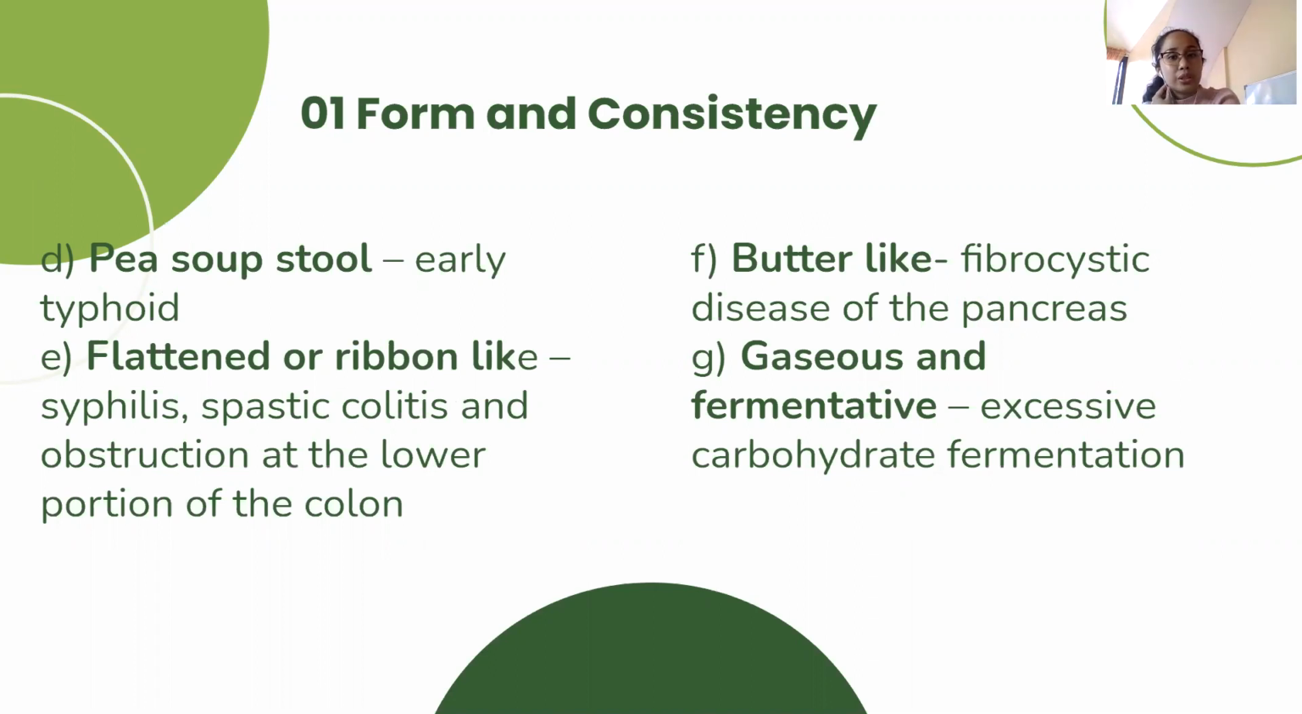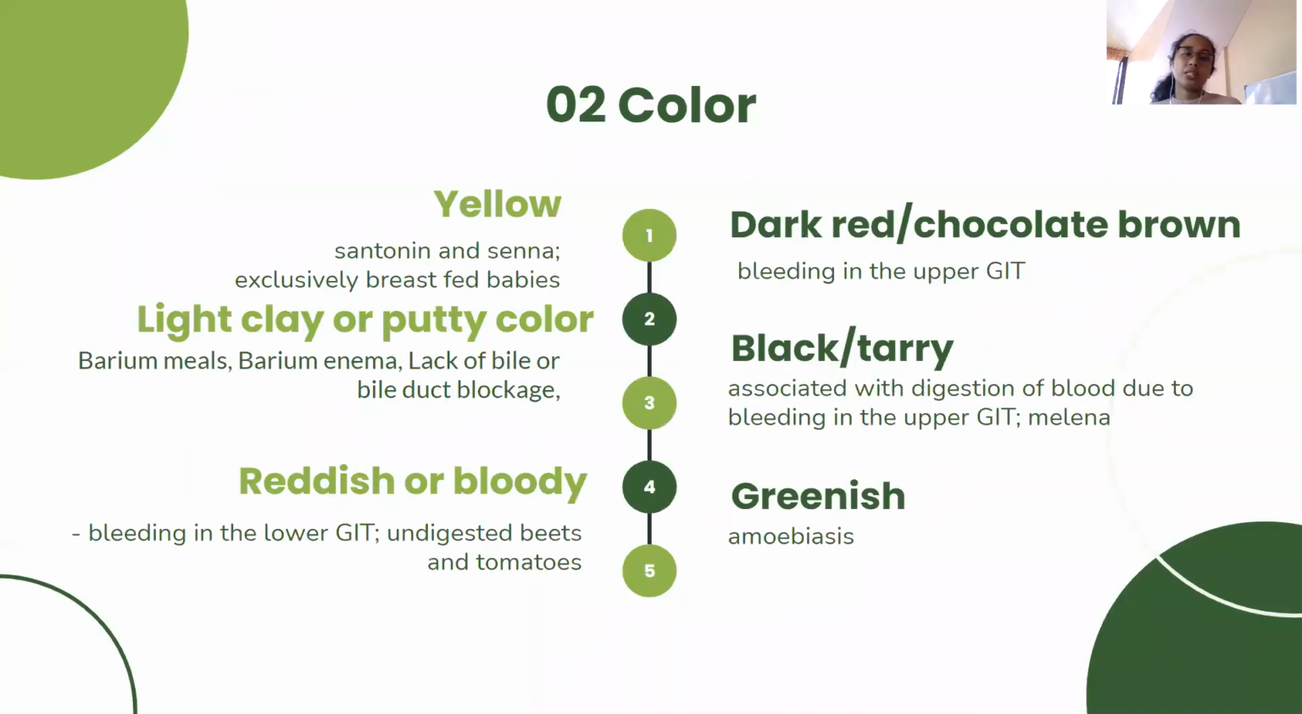In typhoid infection, we have pea soup stool. Flattened or ribbon-like stool is observed in cases of spastic colitis and obstruction of the lower portion of the colon. Class, if ilang araw na, iba yung shape talaga. Ang nipis ng mga stool mo, so pwede ka na magpa-check up. F, butter-like stool, seen in fibrocystic disease of the pancreas. We have gaseous and fermentative stool, from excessive carbohydrate fermentation.